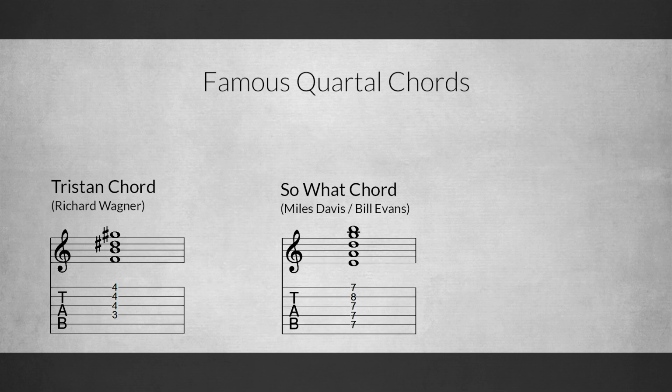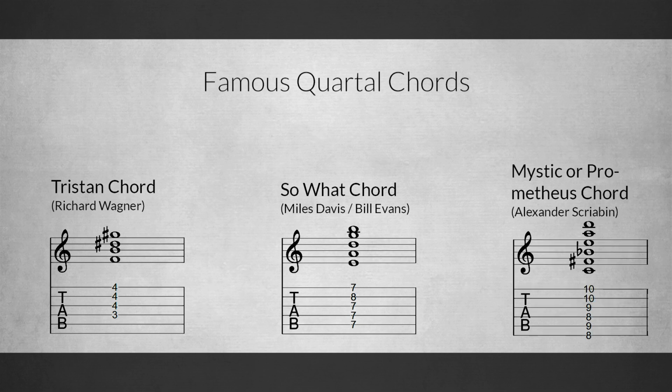And the third one I didn't mention before is the one created by the Russian composer Alexander Scriabin. I think that's how you pronounce it. He called this chord the mystic chord, consisting of an augmented, diminished, augmented and two perfect fourths, like C, F sharp, B flat, E, A and D.